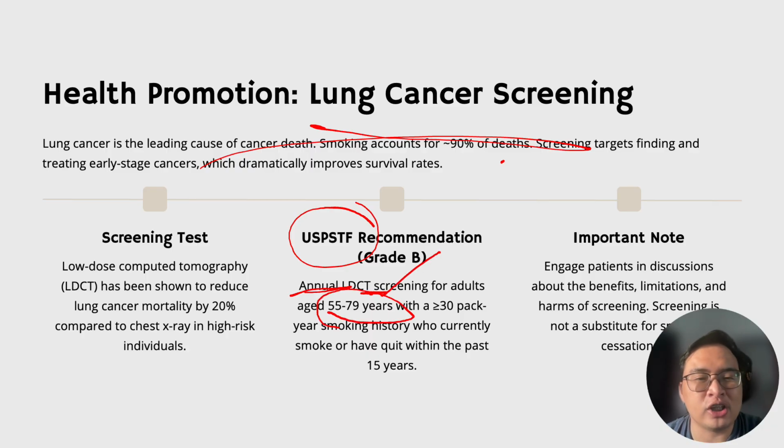Elderly, right? Because that's the most common age of diagnosis of cancer. With a 30-pack year smoking history, who currently smoke or have quit within the past 15 years. It's because the risk of lung cancer from smoking disappears very gradually. So even after 15 years, even if you have already quit around 15 years, you still need to be scanned for lung cancer or screened for lung cancer.